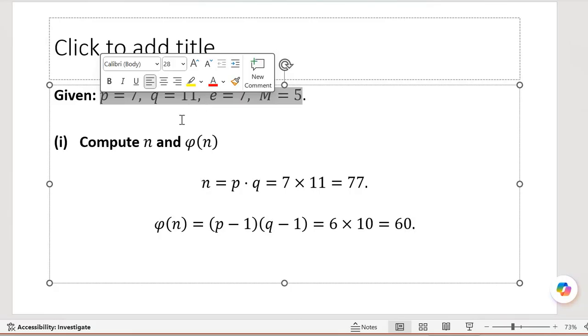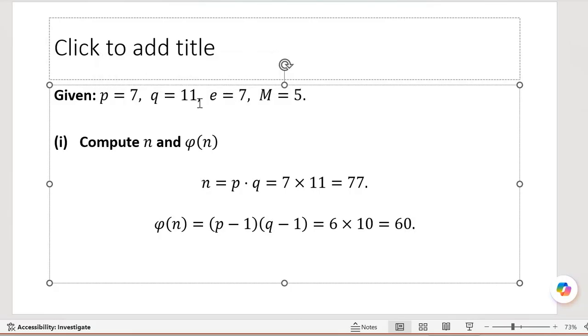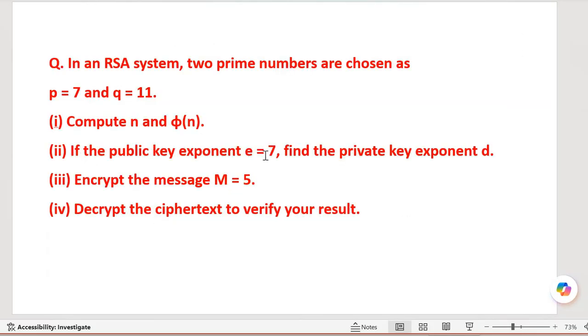P is 7, Q is 11, two prime numbers, they have already given. Okay, E is 7, M is 5. Then you have to calculate N. N means P into Q, so that is 77. Phi N is P minus 1 into Q minus 1, 6 into 10, 60. That's so simple a calculation. So next, if the public key exponent E is 7, find the private key exponent D. E has been given, but you have to calculate D.